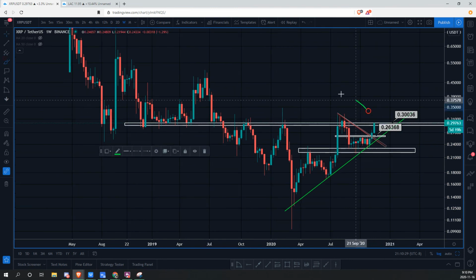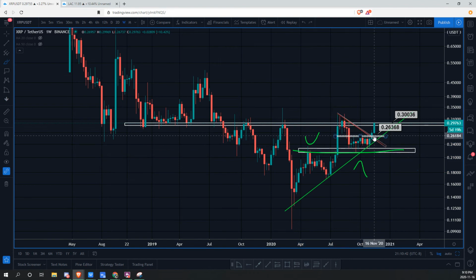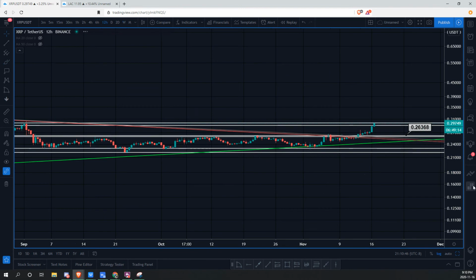So when we look at the smaller time frame right here, we will see this descending zone that is very well respected, as well as this previous resistance, which is acting as a new level of support, creating our descending triangle formation, as you can see within the squeeze right there. So this is the weekly chart. We're now going to go on to the 12-hour chart.